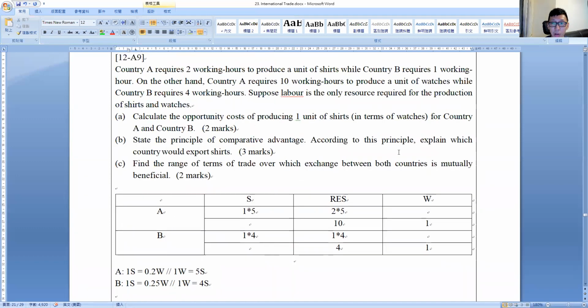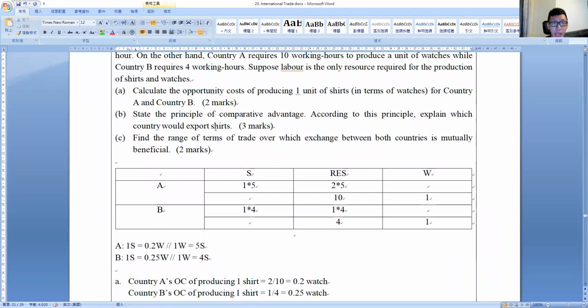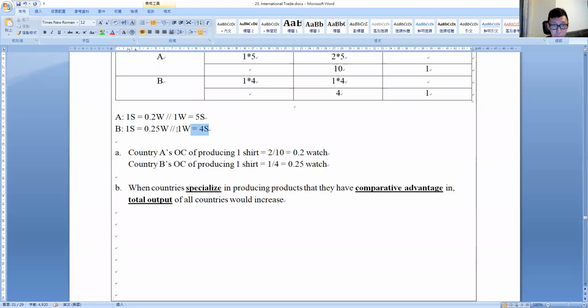Okay, so according to this principle, which country would export cert? We already know country B has a lower opportunity cost, right? So country B would, actually no, I misread, country A, sorry. Country A would export cert as it has comparative advantage in making certs. Okay, so this is how we answer.